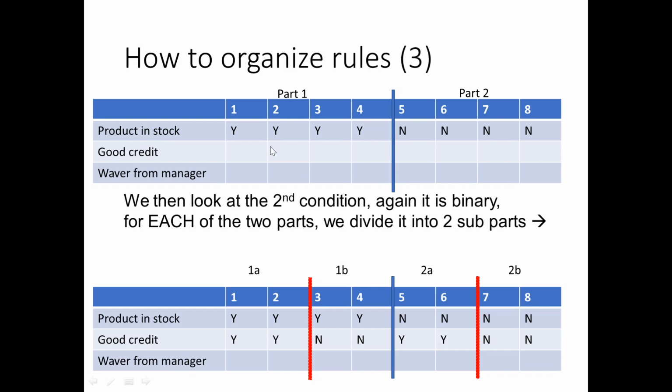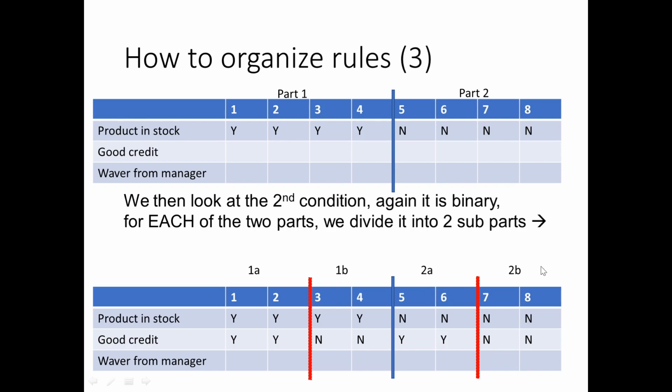Then we just look at the second condition. The second condition is about whether the customer has good credit. It again has two possible values. So remember, we have divided the whole table into part 1 and part 2. For each part, based on the second condition, because it has two possible values, we divide each part into two subparts. So here part 1 is divided into two subparts, part 1a and part 1b. Each part in this case would have two columns. And from one subpart to the next subpart, the value for this specific condition needs to change. So in part 1a, the customer has good credit. And then in part 1b, we need to switch the value, and that is, the customer doesn't have good credit.